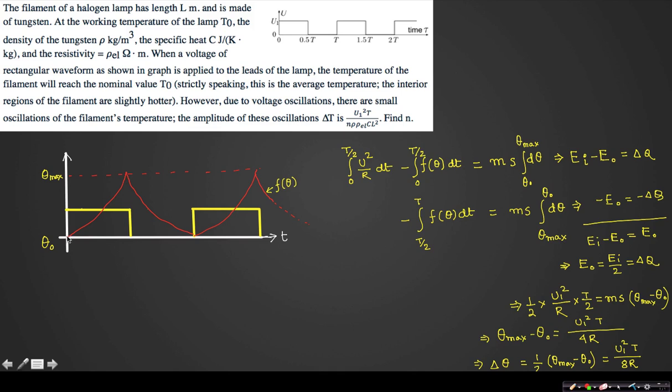So its temperature rises from theta naught to theta max, and as soon as I switch off the power, this temperature decreases. Why does the temperature decrease? Because it emits heat by radiation to the surroundings. Its temperature decreases and comes down to the same theta naught. The time intervals are given in your diagram. You can see it is T by 2 time, then T time. After T time, you again apply voltage, its temperature rises, and this keeps on going.